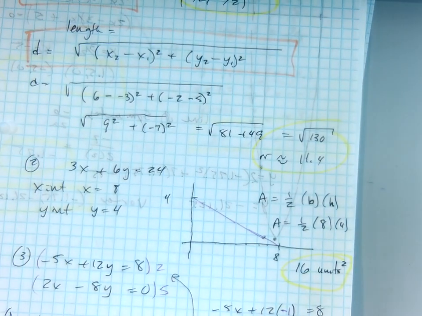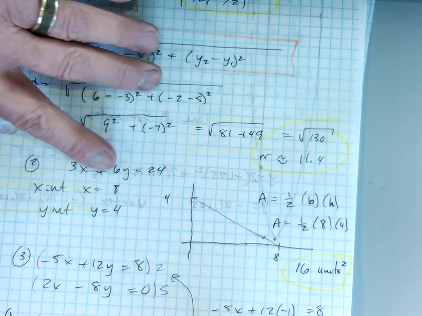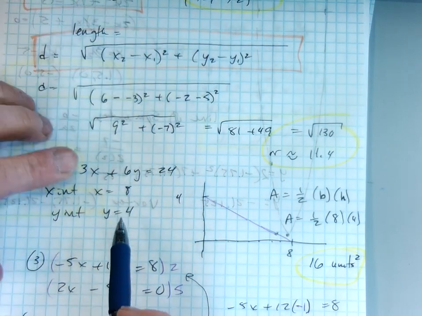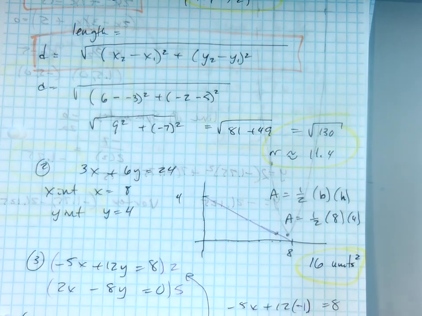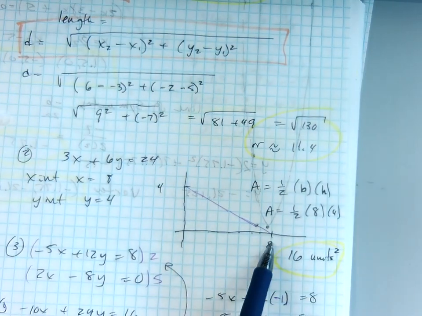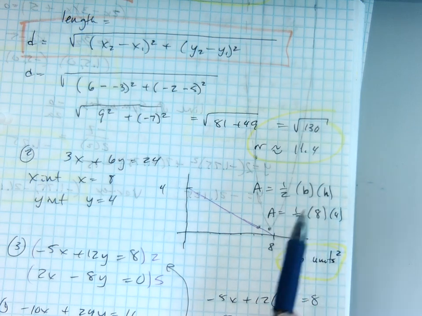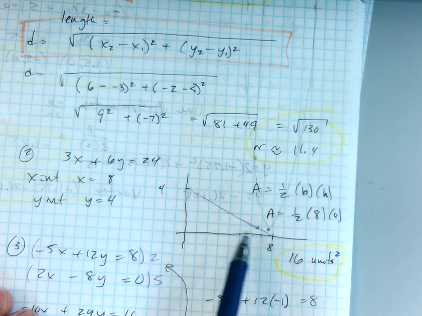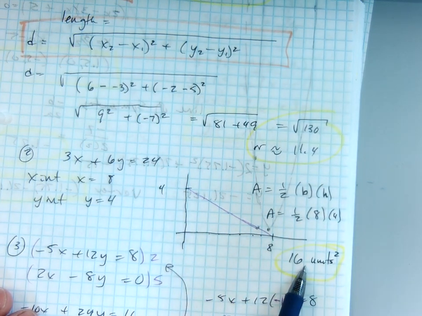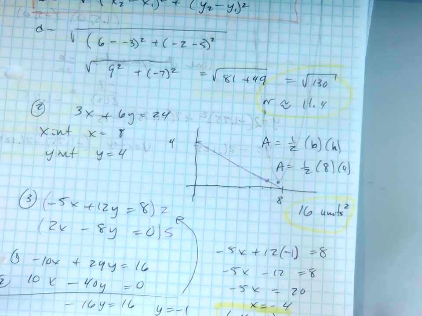Number 5, I graph by the intercepts. So if I cover up the y, x is 8. If I cover up the x, y is 4. I like to do it by intercepts. It's easier. So I graphed my x-intercept and y-intercept and drew a triangle. Every triangle is 1/2 base times height. So 1/2, 8 times 4, which is going to be 32 divided by 2 is 16 units squared.